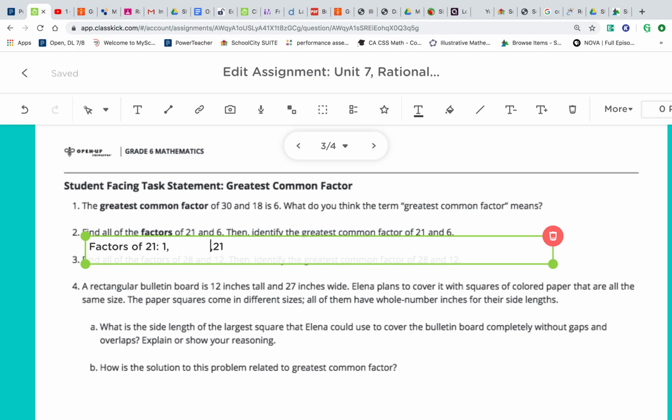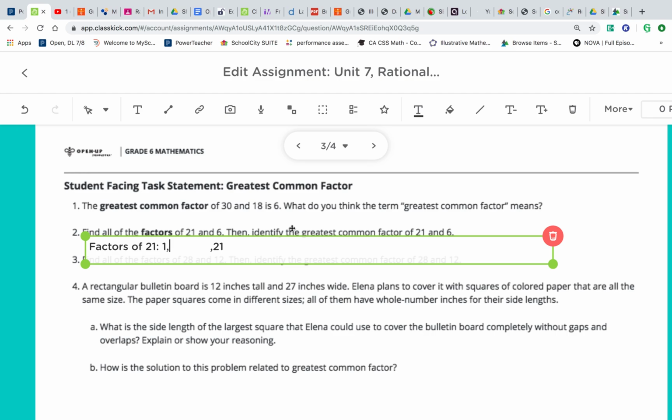Now, the reason why I'm leaving this space is because I know that the smallest factor of 21 is 1, and the biggest factor of 21 is 21 itself. It's that number. So in the middle here, I'm going to put all the other factors. And if I list them in order from least to greatest, it's going to be much easier to find the greatest here at the end.